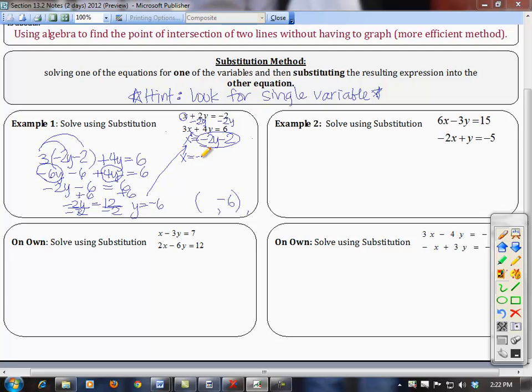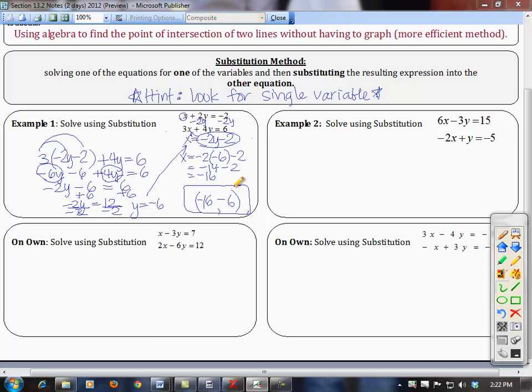So I have x equals negative 2 times negative 6 minus 2. Well, negative 2 times negative 6 is negative 14 minus 2, which is negative 16. So my point of intersection then is negative 16, negative 6.